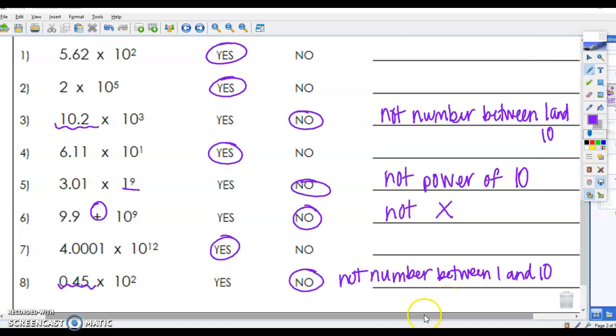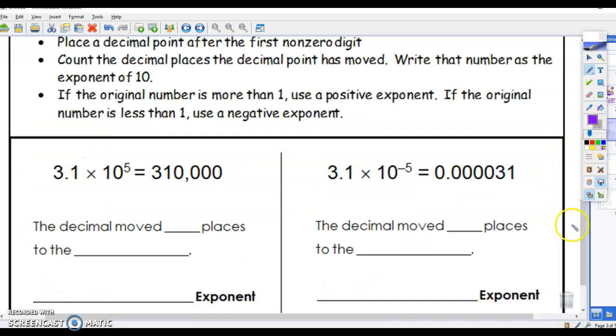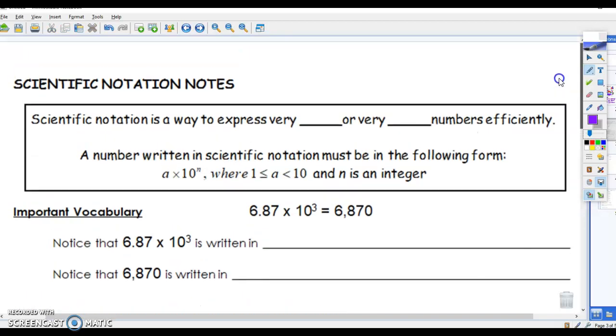Okay guys, how'd you do? These are the answers. This is our first no because it's not a number between 1 and 10. Our second no is number 5 because it doesn't have a power of 10. Then number 6 because it's not multiplication. And number 8 because it's also not a number between 1 and 10. You have to have a 1 or greater in that 1's place to be considered a number greater than or equal to 1 and less than 10. All right, let's go to the back. Do some practicing.